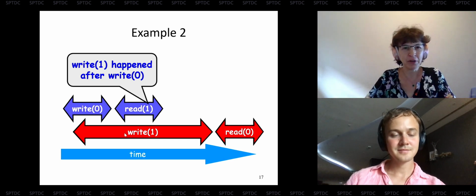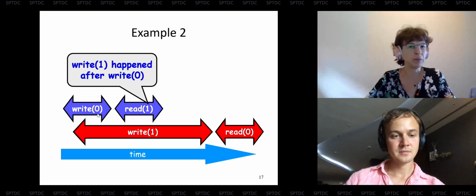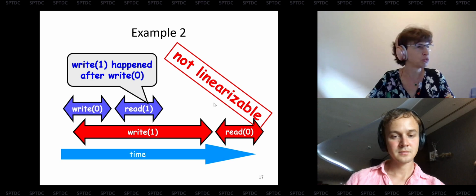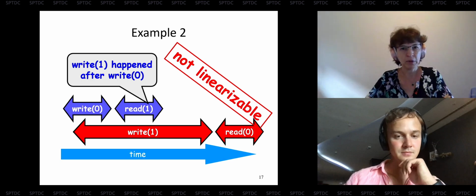The reason this is not linearizable is because we have to preserve the order within each process, and the blue process read 1 after writing 0. Because it reads 1 after writing 0, it means that the write 1 must have happened in the middle between the write 0 and the read 1, and therefore when it's over, the value cannot be 0. So this is indeed not linearizable.